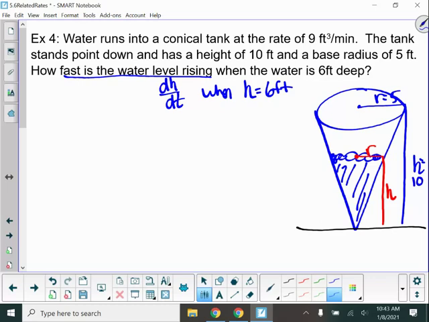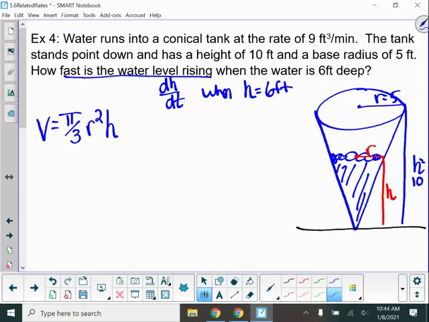The normal equation for volume of a cone, which we already talked about in the previous video, is pi over 3 r squared h. I have to get rid of that r squared. I can't use the r squared in my problem because it's not appropriate. There's no radius other than the full radius. I don't actually know what the radius is going to be there, so I need to get rid of it. The bigger thing is I don't know what the rate of change in the radius is.